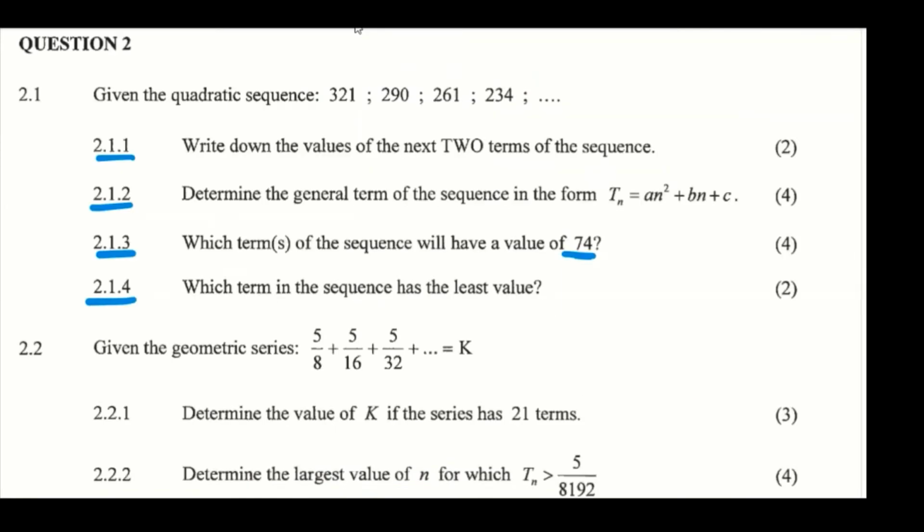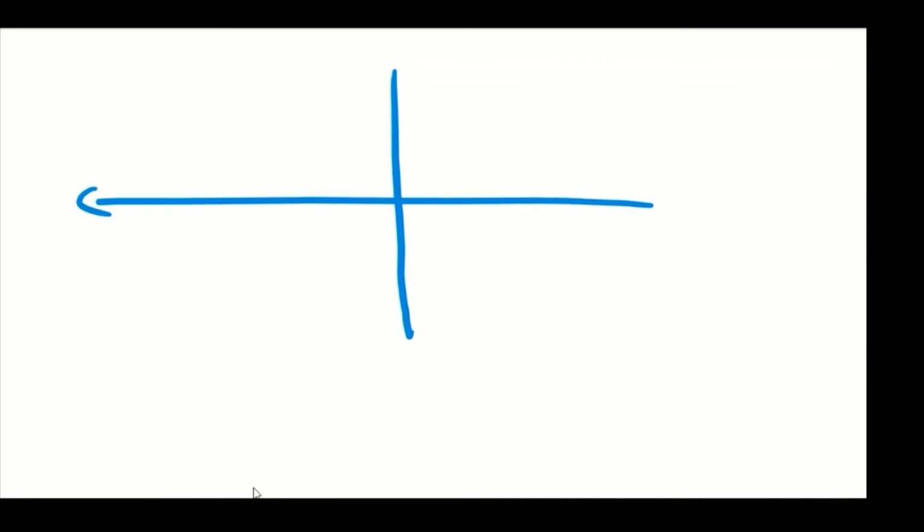2.1.4, which term in the sequence has the least value? So we want to identify the term. So I'll first draw a diagram. So this is our Cartesian plane. Normally in a Cartesian plane, the x-axis has the x values, right? In this case, it's going to be n, right? Because our formula Tn is equal to an squared plus bn plus c, right?